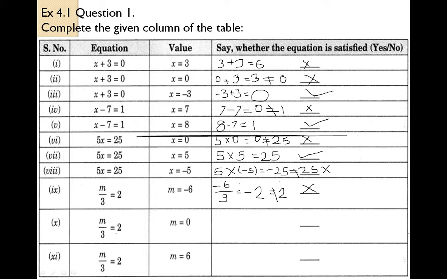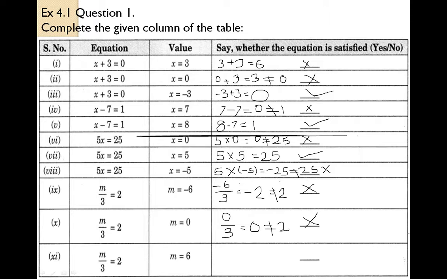m upon 3 is equal to 2 and the value of m is 0. By substituting the value of m, we get 0 upon 3. So the answer becomes 0, which is not equal to 2. So this equation is also not satisfied with the value of m.